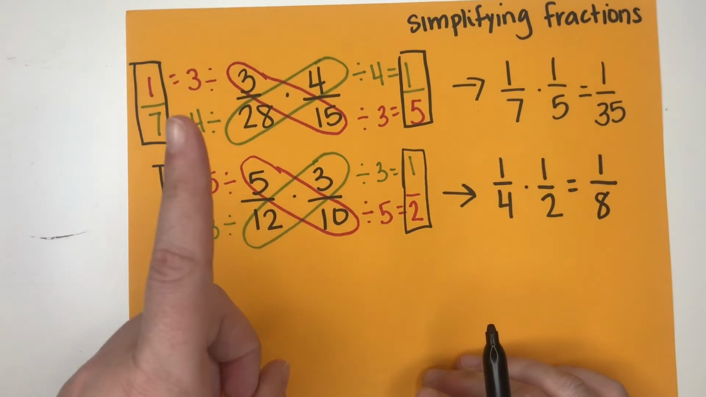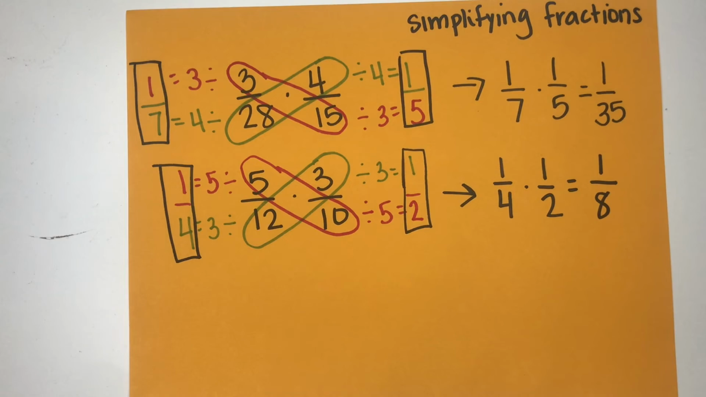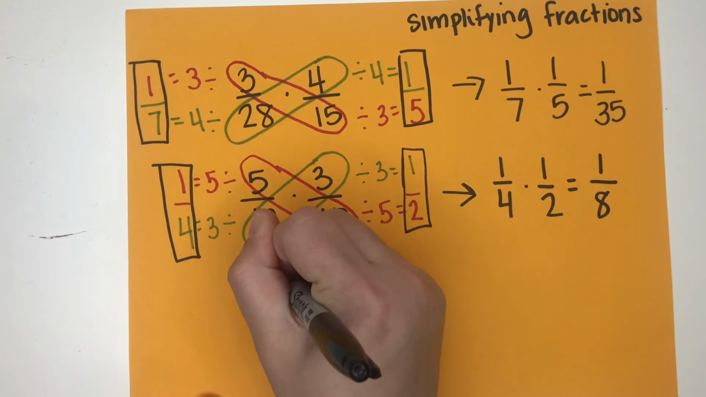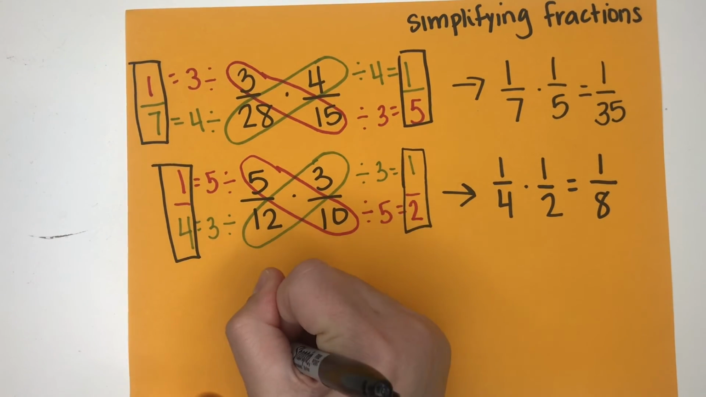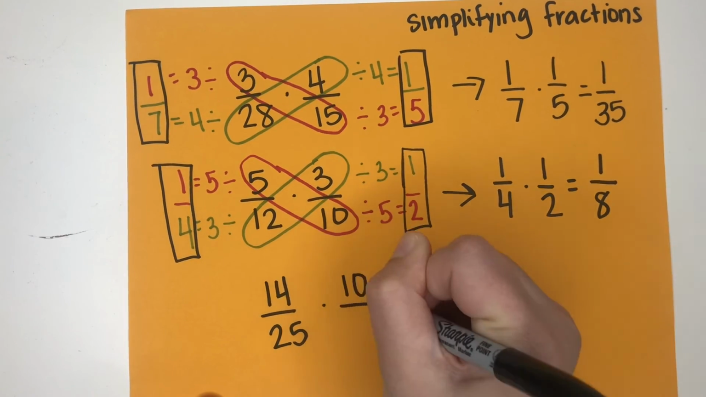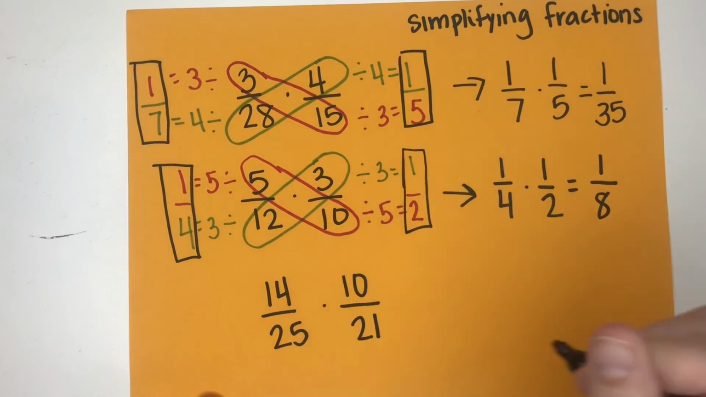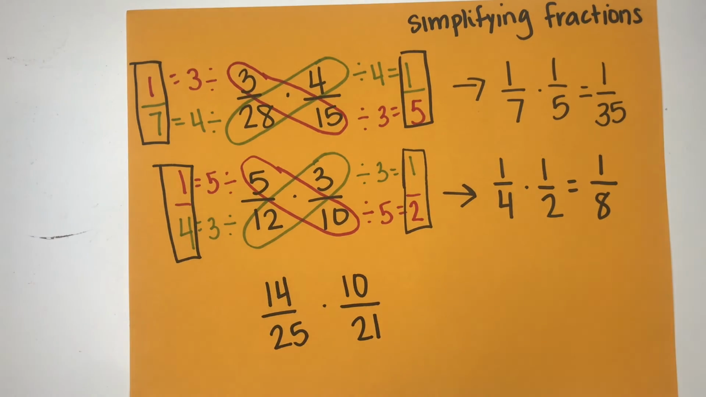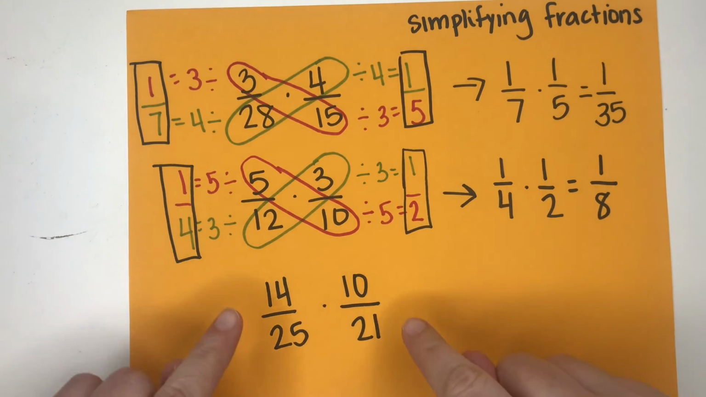All right, I have one more problem for you. I'm going to go and write it here, and I would like to see you give this a try, and then when you check back on our next video, I will give you the answer and see how you did. So we have 14/25 and 10/21. Go ahead and use your simplification rules.